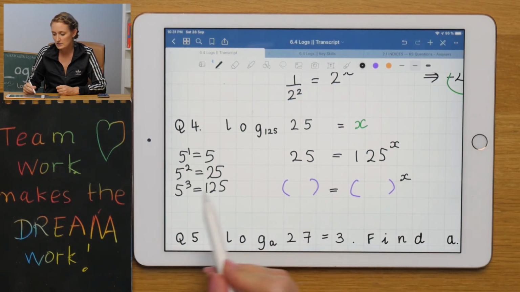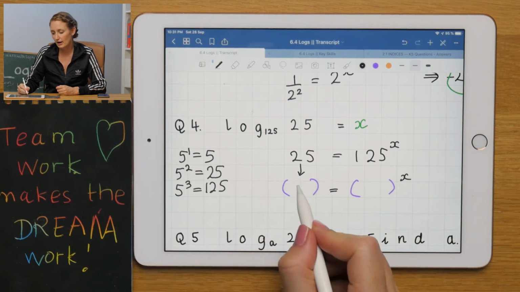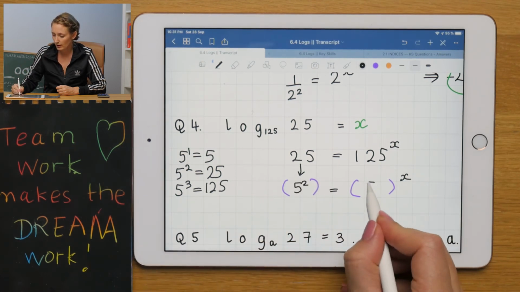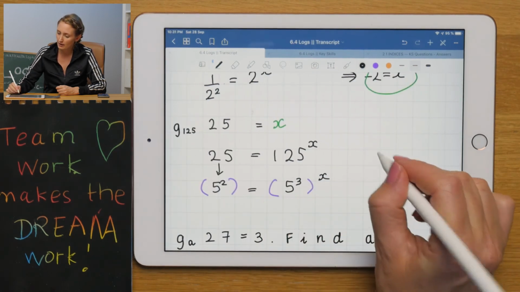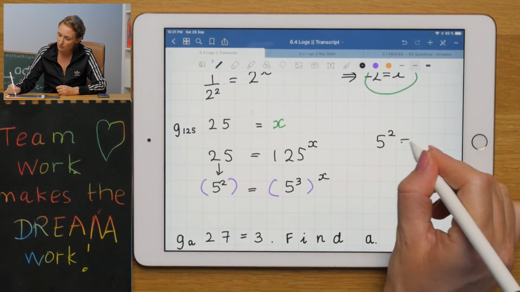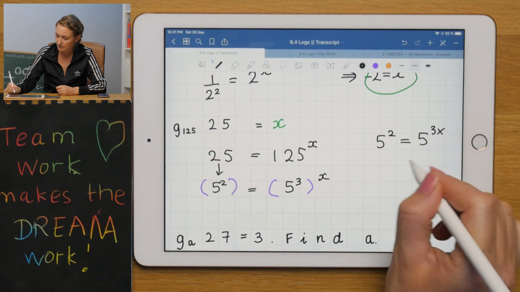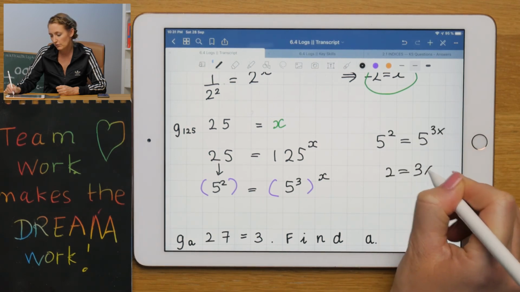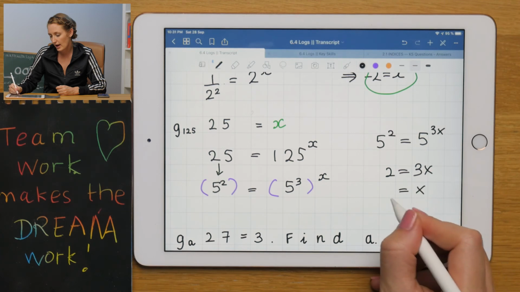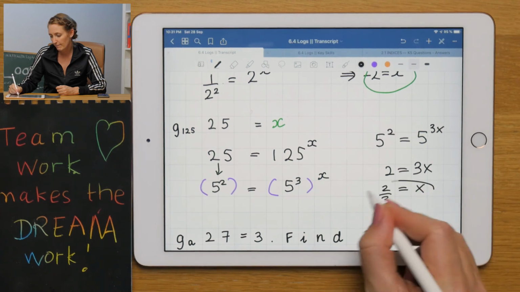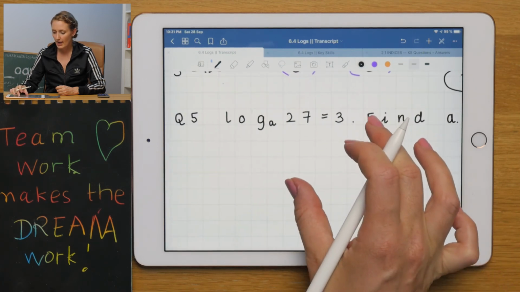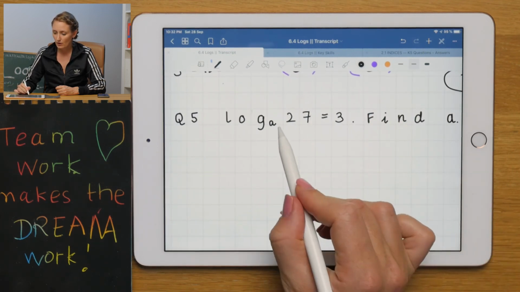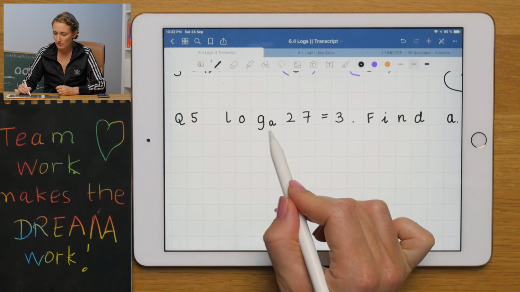Now, whenever you make a substitution like this, you want to put it inside a bracket. That's super important, okay? Because remember, our brackets mean we should multiply. Now we've got 5 to the 2 equals 5 to the 3x. So we know 2 equals 3x and x equals 2 over 3. Okay, done. Boom.